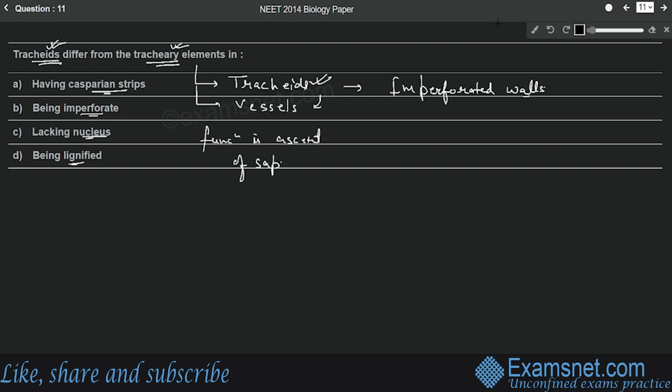Now since the tracheids have imperforated walls, they are able to keep the sap for a longer duration as compared to other tracheary elements. So the correct answer will be option number B, being imperforate. Tracheids differ from other tracheary elements in being imperforate. Option B.